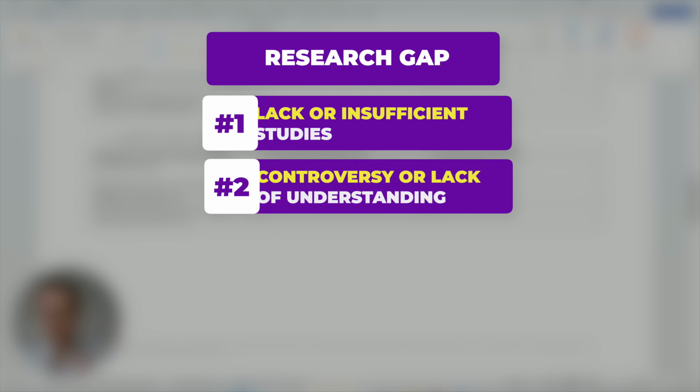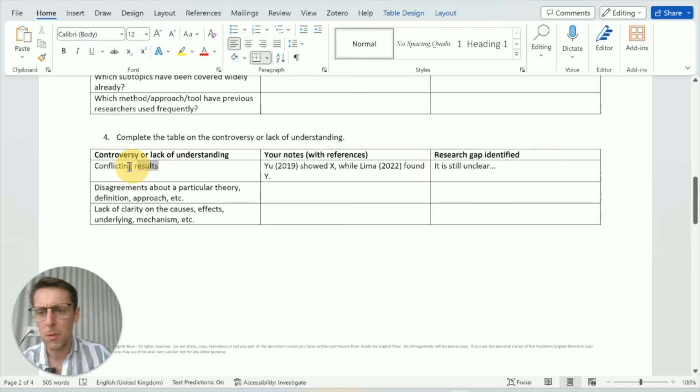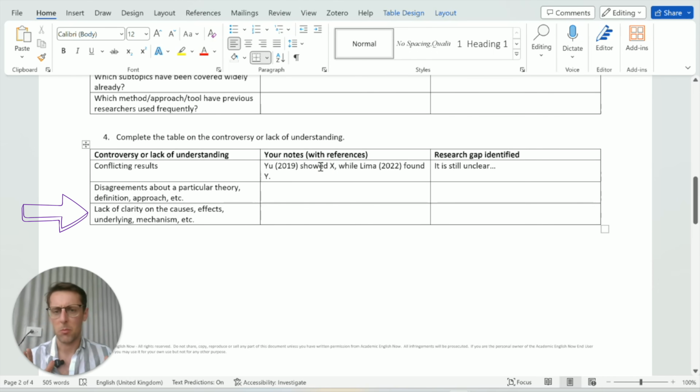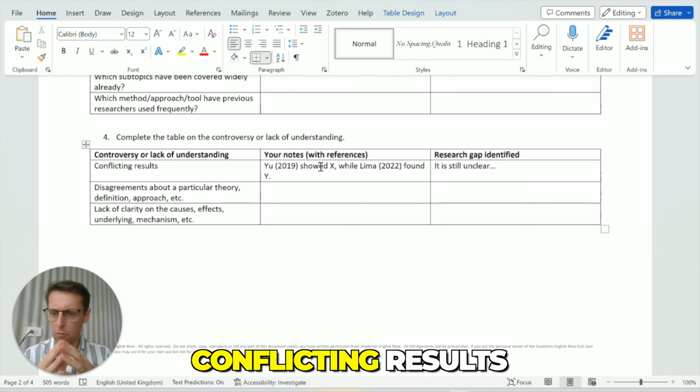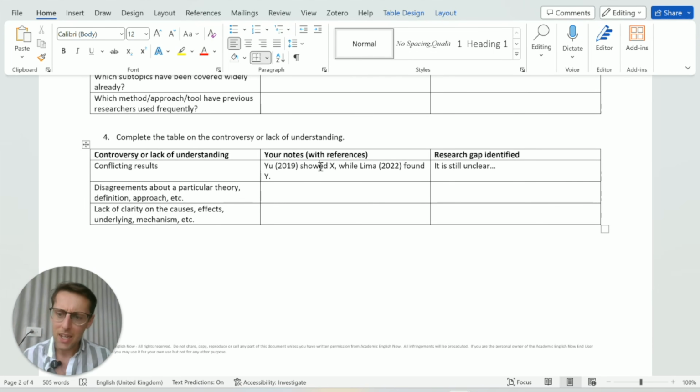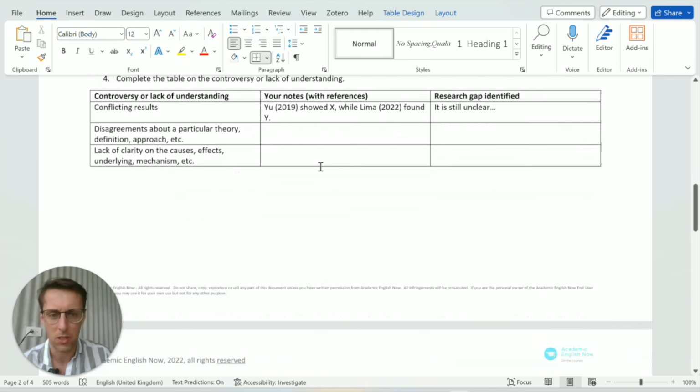The same can be done with the second type of research gap, which is controversy or lack of understanding. Maybe studies are offering conflicting results. Maybe there are some sort of disagreements. Maybe there's some sort of lack of clarity, right? To give you a specific example, maybe one researcher shows that there is a positive effect of this new drug. Another researcher shows that there is no significant effect, while yet another shows that there are some significant negative effects, right? So there's clearly a controversy, conflicting results, and it is unclear whether this drug actually helps or it doesn't help. That's where you come in, and you can try to clarify these conflicting results, right? So that's again how you can identify a research gap.